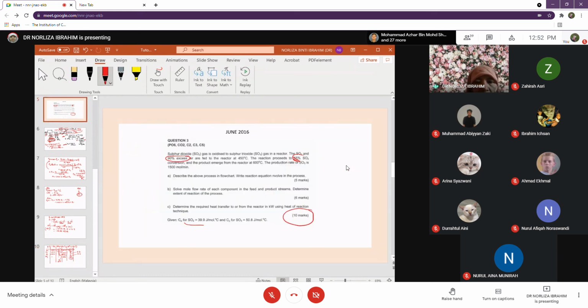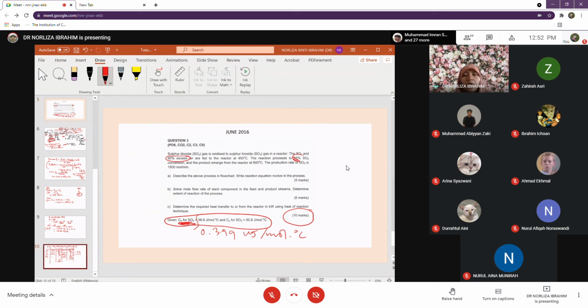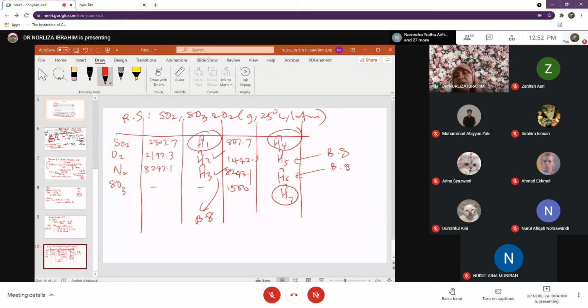The CP is already given here. I guess this is for gas. It does not mention it here, but I think we can use this as gas, or you can assume the value given in the question is in gas form. So we say we can use this CP. For SO2 you integrate 0.399. Better convert this to kilojoule per mole degree C, to be consistent with the unit. So you can do the rest. The value of Q, later I will share it.